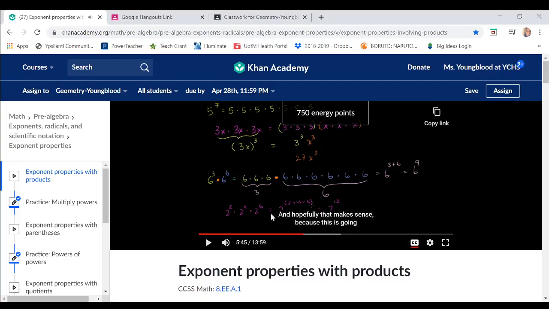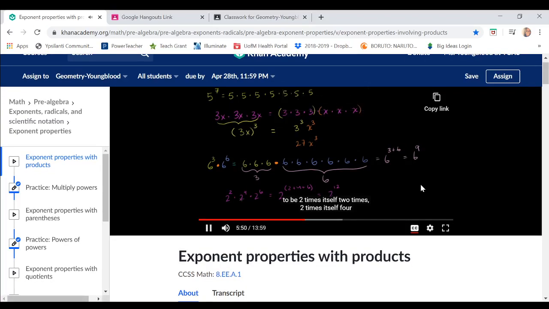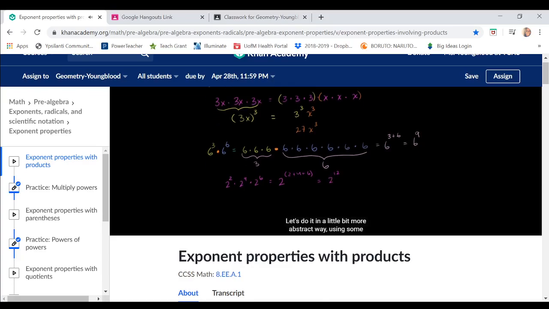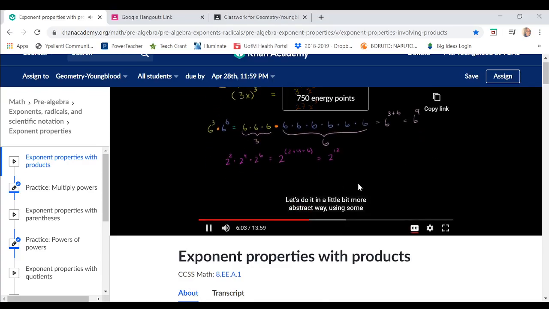All he did was add all the exponents to get 12. Hopefully that makes sense, because this is going to be 2 times itself 2 times, 2 times itself 4 times, 2 times itself 6 times. So when you multiply them all out, it's going to be 2 times itself 12 times, or 2 to the 12th power. Let's do it in a little bit more abstract way, using some variables, but it's the same exact idea.